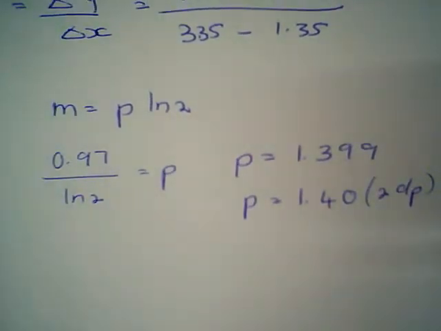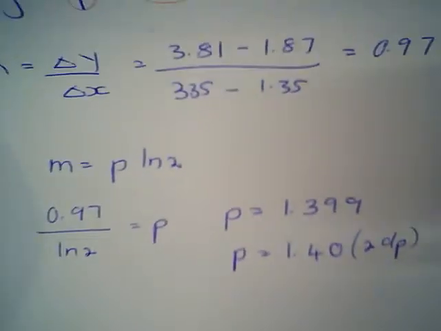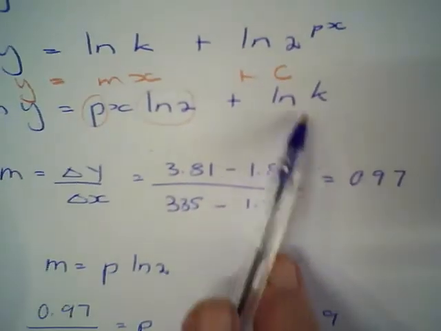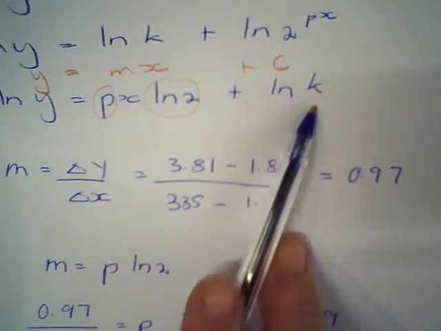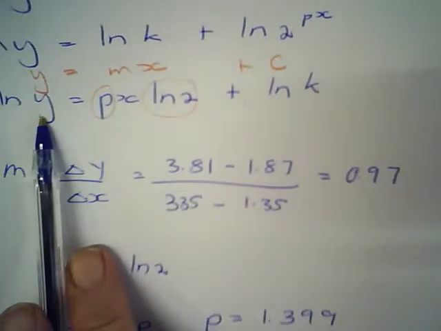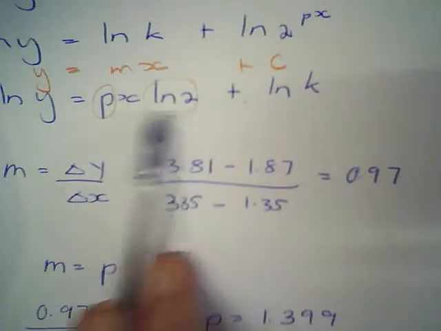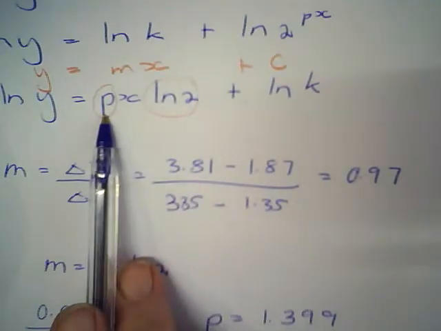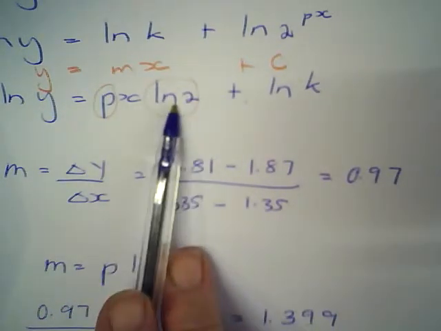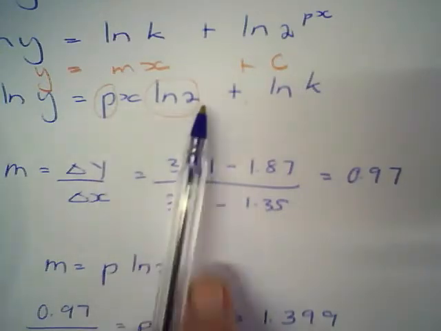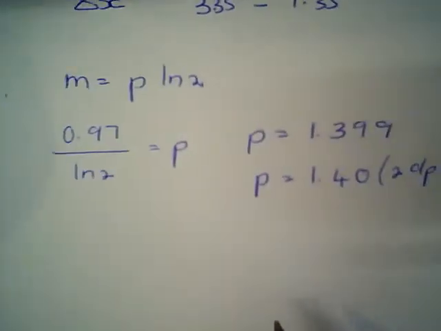So now the next step is to find k, not just natural log k, but to find k. I have values for natural log y, and I have a value for x, and now I do have a value for the gradient m, so I can just simplify that.